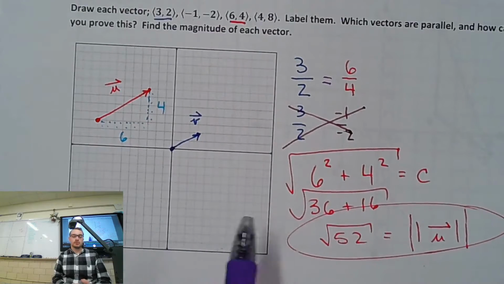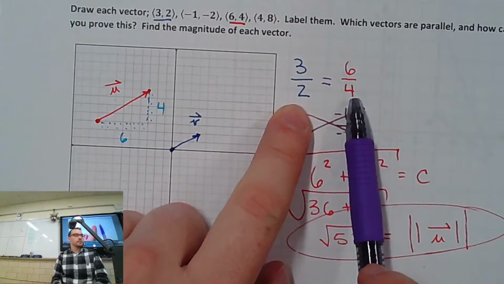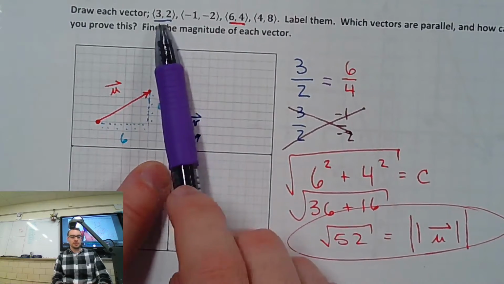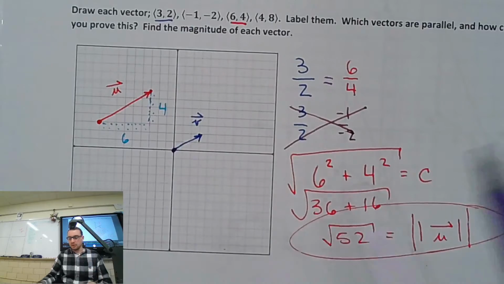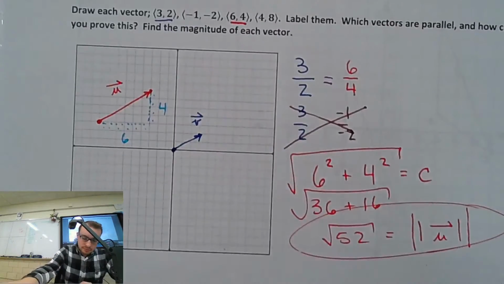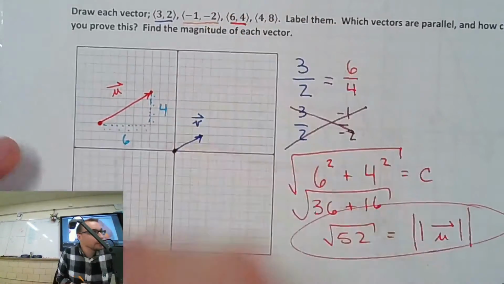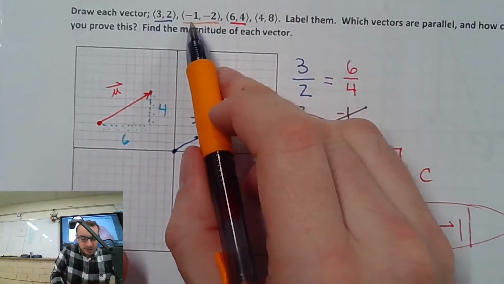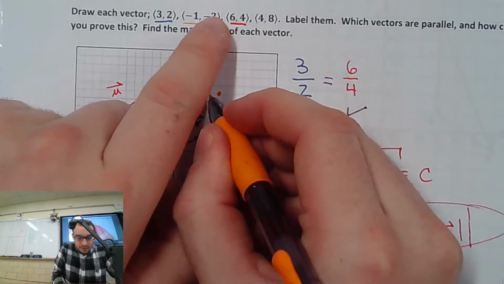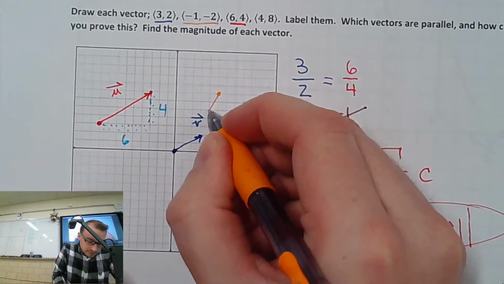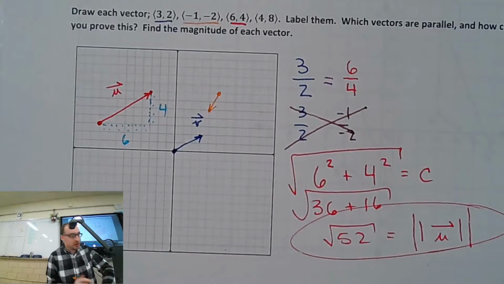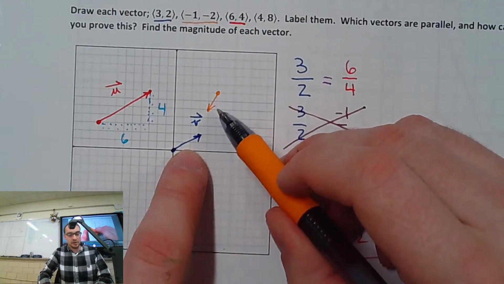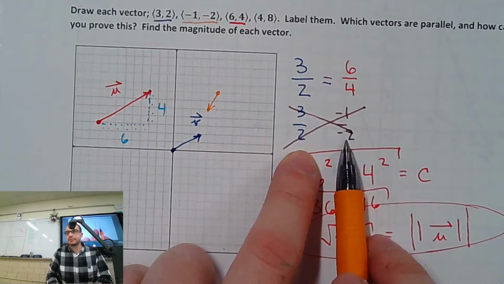Feel good. Yeah. Parallel if they're the same, right? Drawing them, do what they say. I'll do one more example. -1, -2. Start it somewhere. I'll start it here. -1 means left 1. -2 means down 2. So that's this vector. I bet you can tell by looking at them, they're not parallel, right? But I know they're not because, look, they don't equal each other.